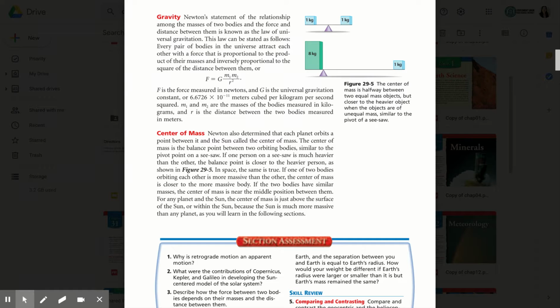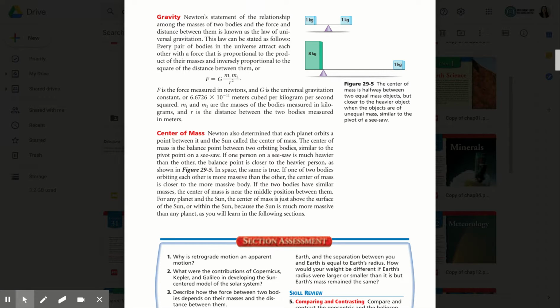Every pair of bodies in the universe attract each other with a force that is proportional to the product of their masses and inversely proportional to the square of the distance between them, or F equals G m sub 1 m sub 2 over r squared. F is the force measured in newtons, and G is the universal gravitational constant, or 6.6726 times 10 to the negative 11th meters cubed per kilogram per second squared. M sub 1 and m sub 2 are the masses of the bodies measured in kilograms, and r is the distance between the two bodies measured in meters.